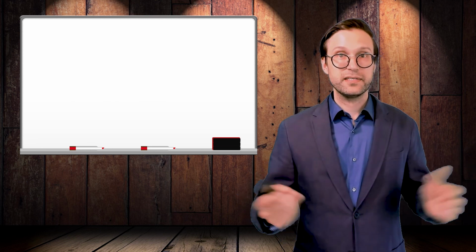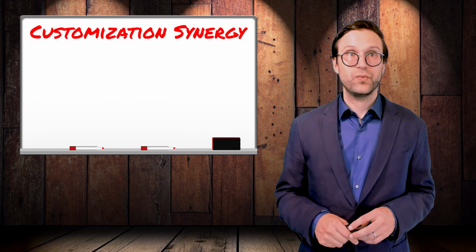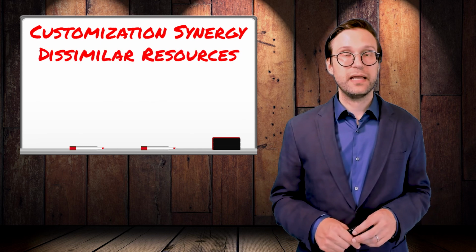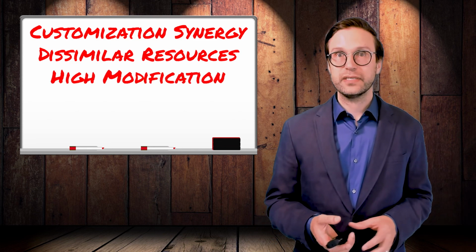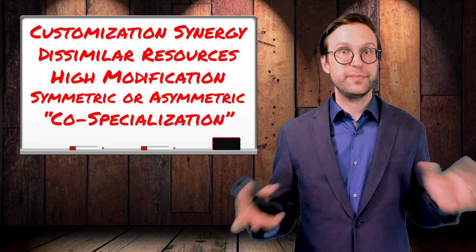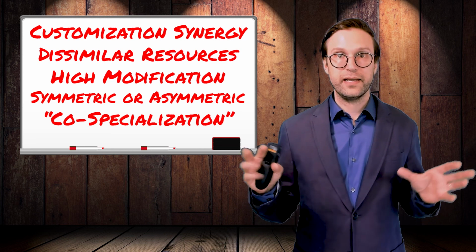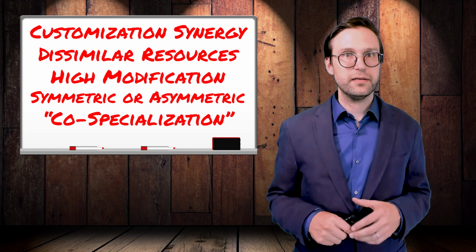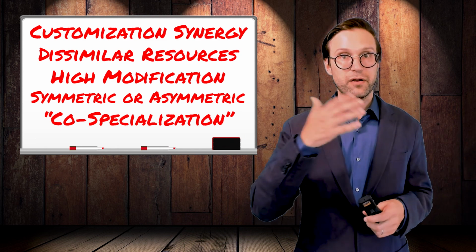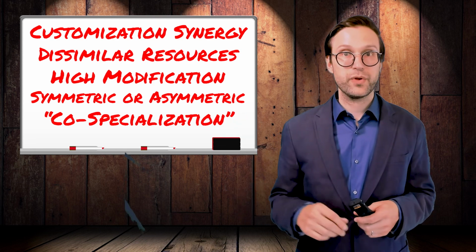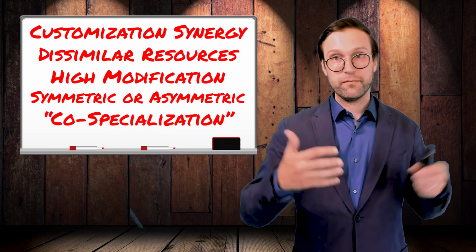So the next synergy that I want to talk about is customization synergy. This is with dissimilar resources and high modification. You can think of customization synergy as co-specialization. This co-specialization can take place vertically. So the inputs from one part of the value chain might be better designed or operated to work as outputs.